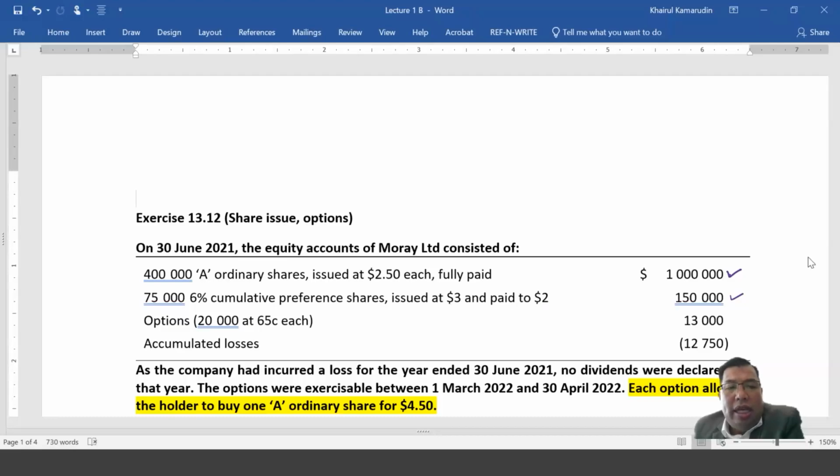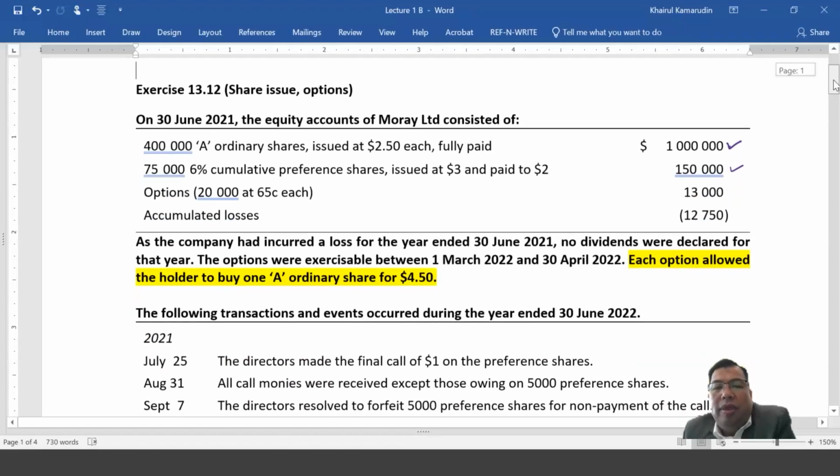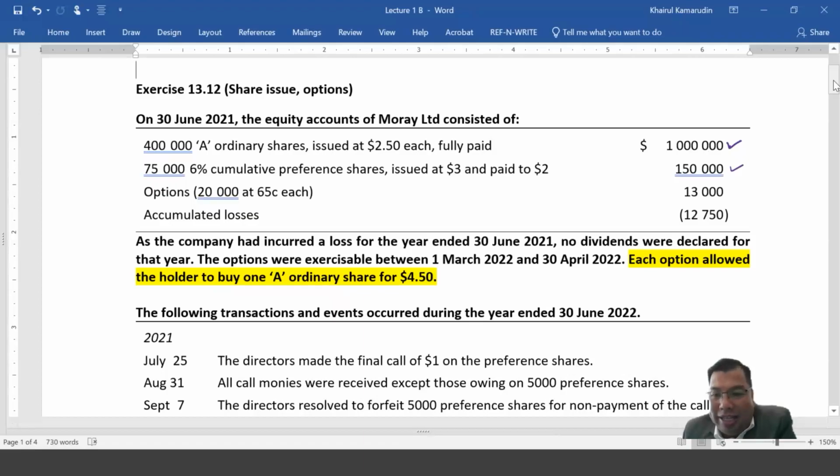What is the 6%? The 6% is the dividend. Every year, you're going to give your preference shares 6% dividend. That is high. The 6% is considered high. Next, number three, we have options. An option is the right to buy, not an obligation. You can buy, but if you don't want to buy, it's okay. The value of this option is 65 cents each.